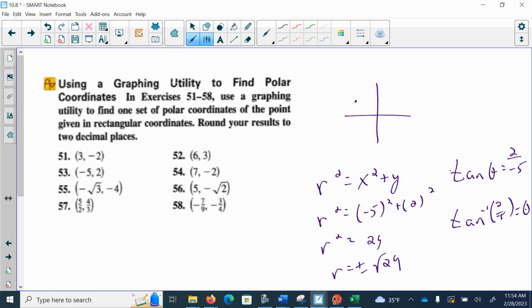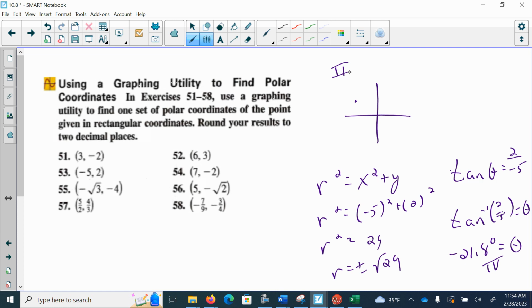I think it ends up being negative 21.8 degrees. Okay, we'll just go with that. So if I asked you to graph negative 21.8 degrees, what quadrant would that be in? This would be in the fourth quadrant, but your point is actually in the second quadrant, right? So you have to adjust.